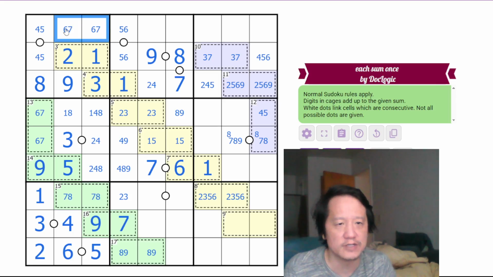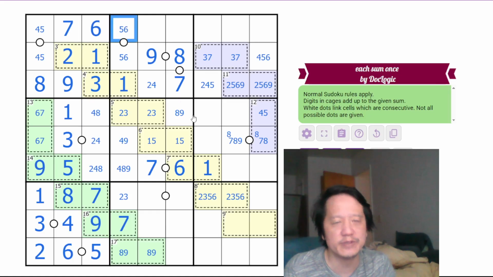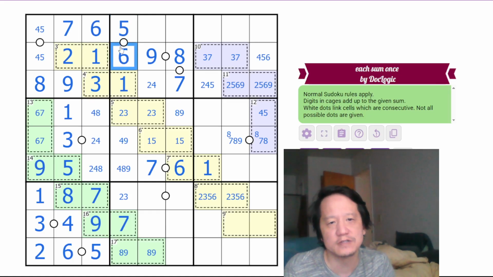This is 6, 7 as a pair, and 6 eliminates 6 here, so that's 7 and 6. 7 eliminates 7 here, so it's 8 and 7. 8 eliminates 8 here, so it's 1. No 1 there. 6 eliminates 6 here, so that's 5 and 6. 5 eliminates 5 here, so it's 4 and 5.